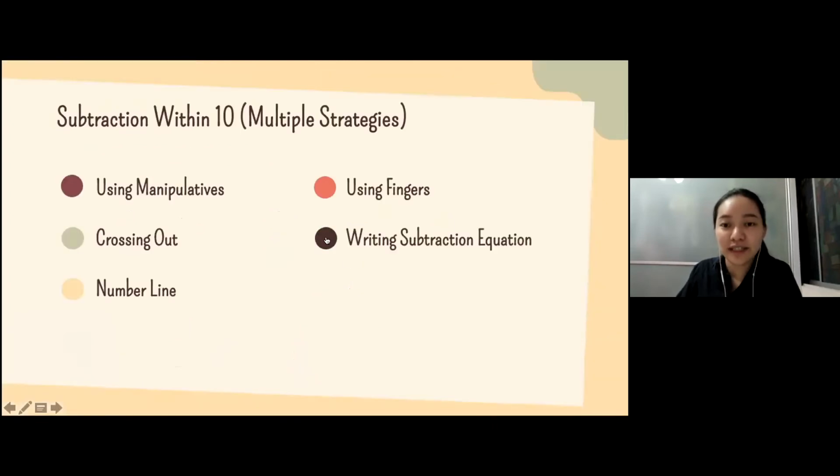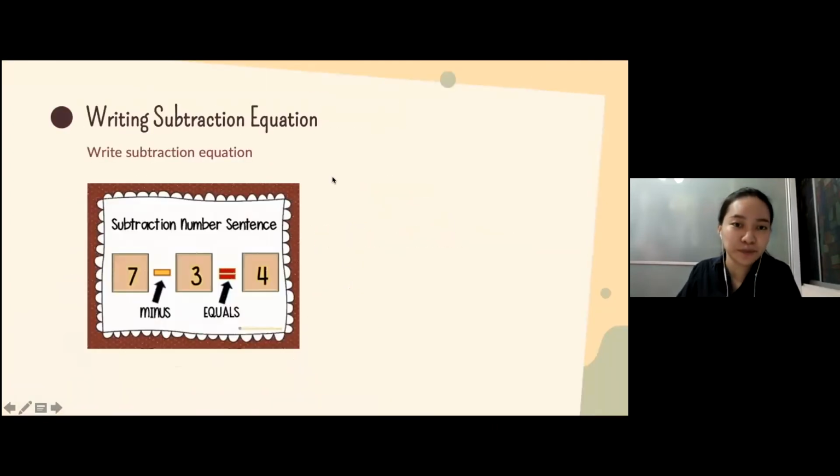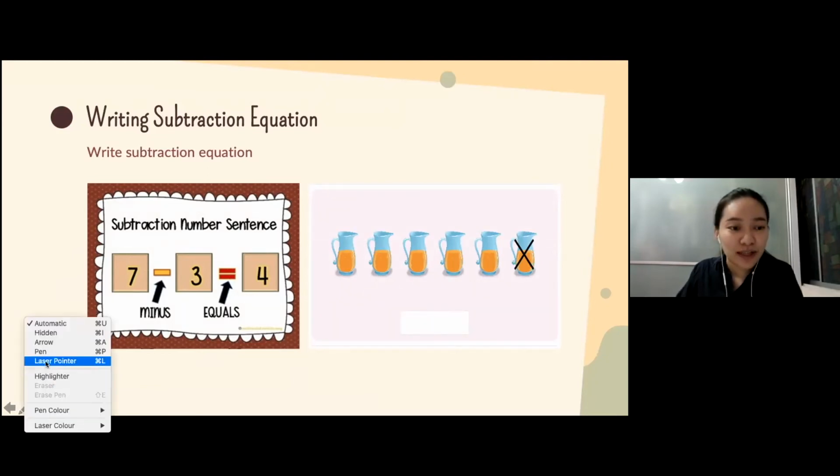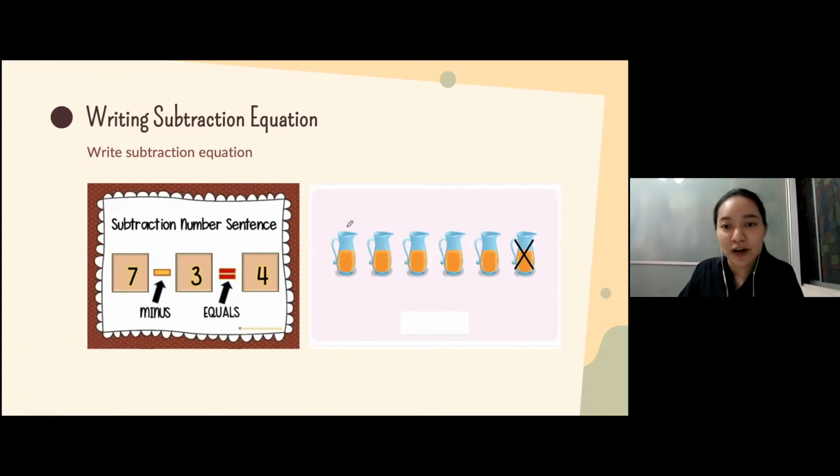And we will have writing subtraction equations, similar to addition just now. We will teach them this is a minus symbol and this is an equal symbol. And then ask them to analyze the situation. How many do we have? 1, 2, 3, 4, 5, 6. 6. So crossing out is minus or add? Crossing out is minus. So we put the minus symbol. How many? 1. So how many left? 1, 2, 3, 4, 5.